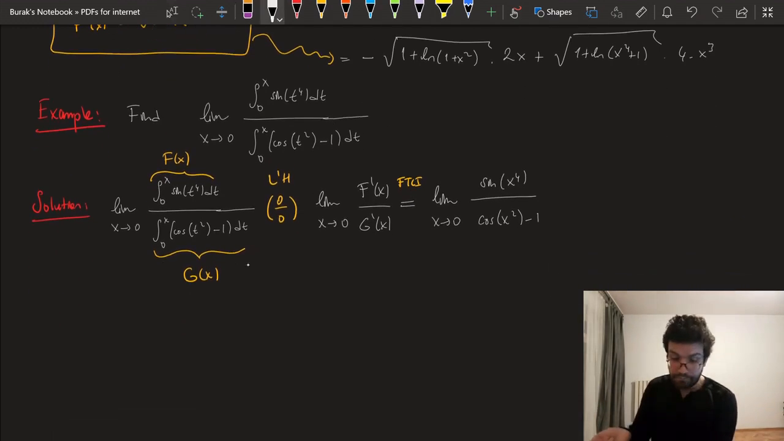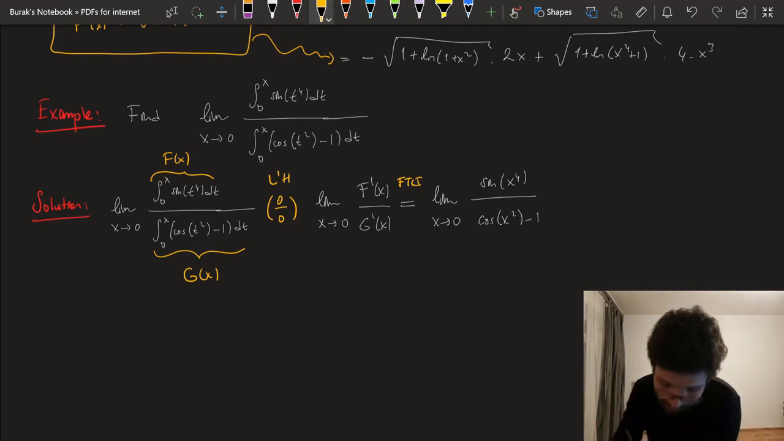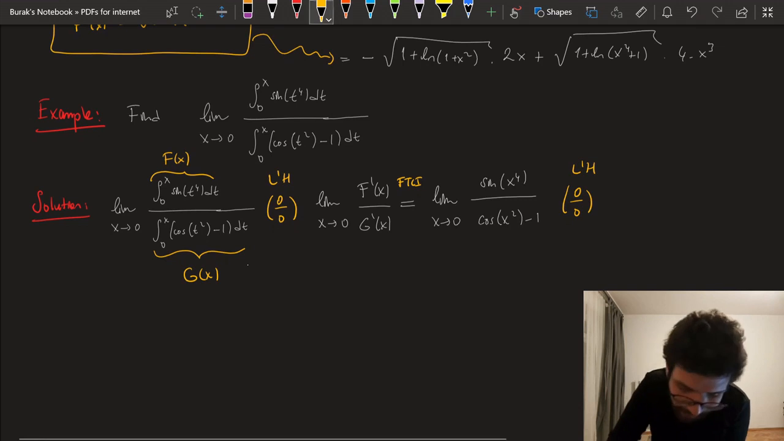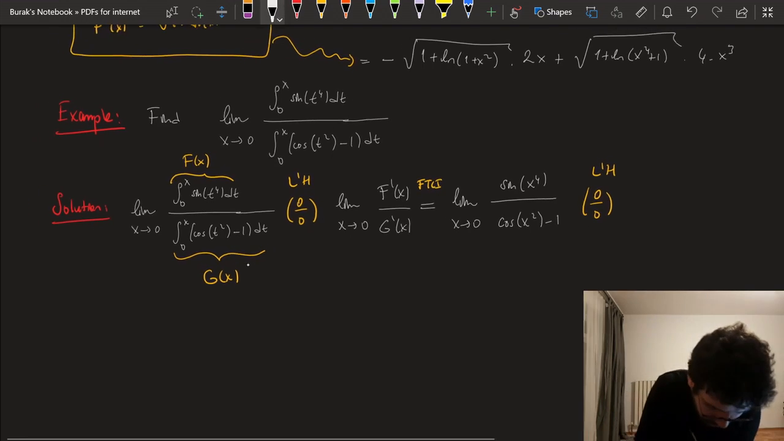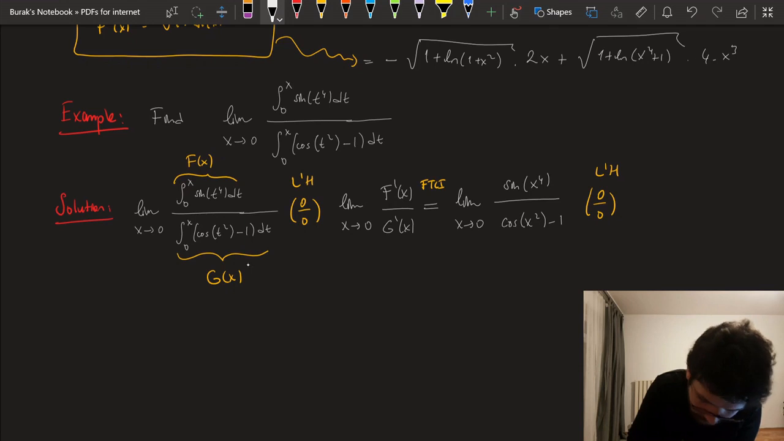And now we get a simple limit question. This has nothing to do with integrals now. Let's try to evaluate this limit. Plug in 0, you're going to get 0 over 0, so I'm going to apply L'Hopital's rule once more. And then, if you apply L'Hopital's rule once more, you're going to get, let me write it over here.